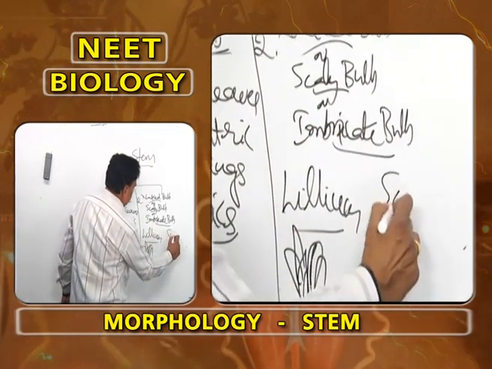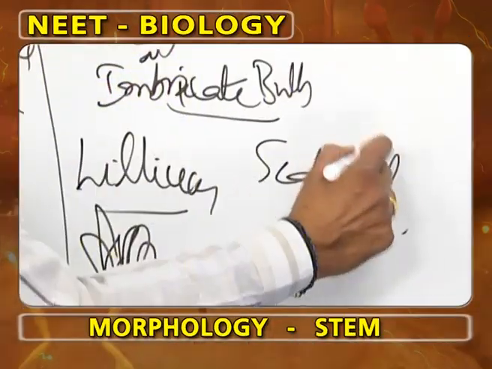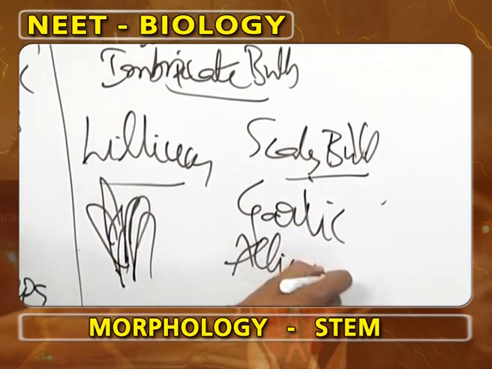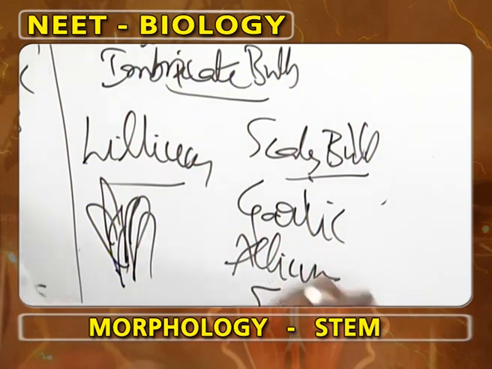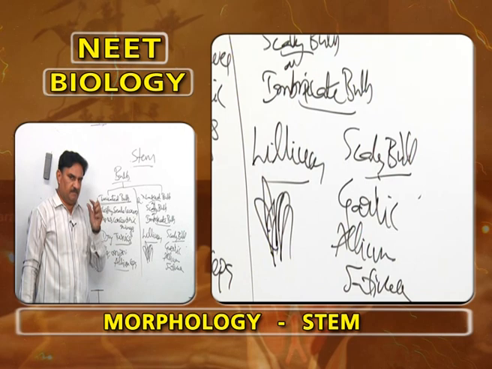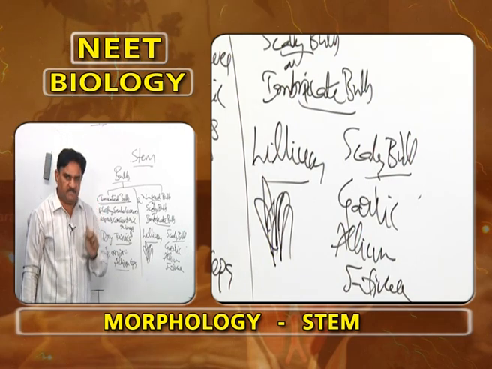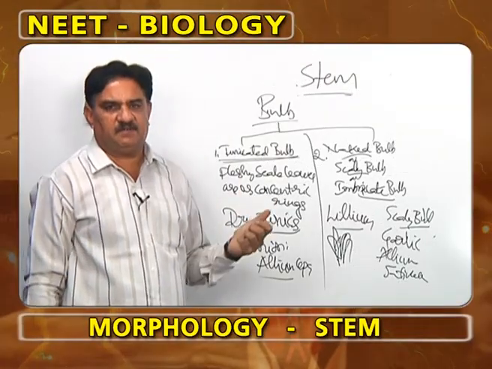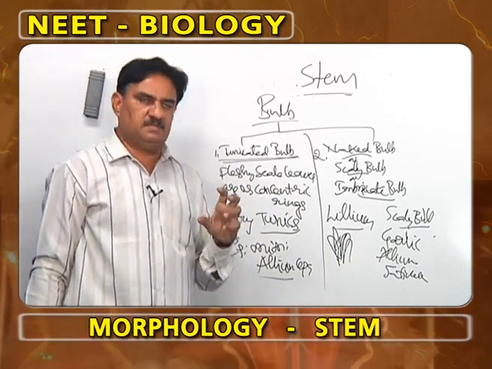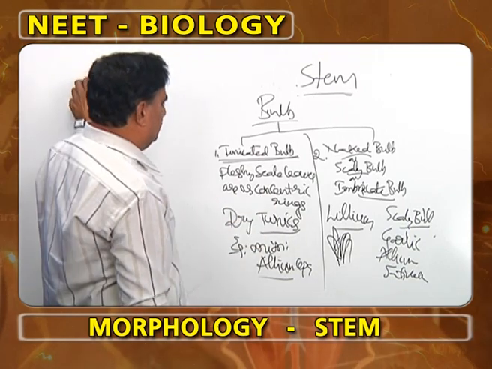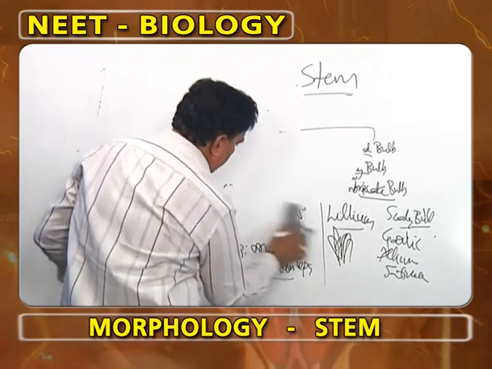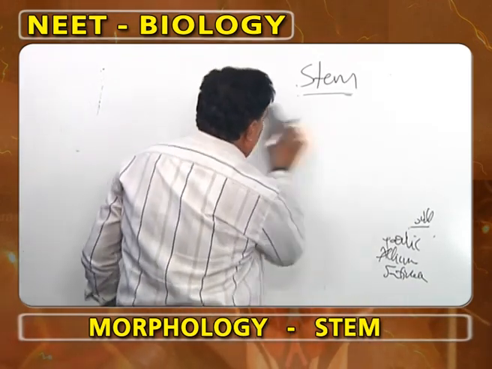Then scaly bulb. Particularly, scaly bulb is found in garlic, Allium sativum. In garlic, leaf bases store food material that appears like a bulb. Only the particular individual leaf base storing food material is surrounded by scale leaf, but the total bulb is not surrounded by scale leaf. Such bulbs are called scaly bulbs, and they are found in garlic.